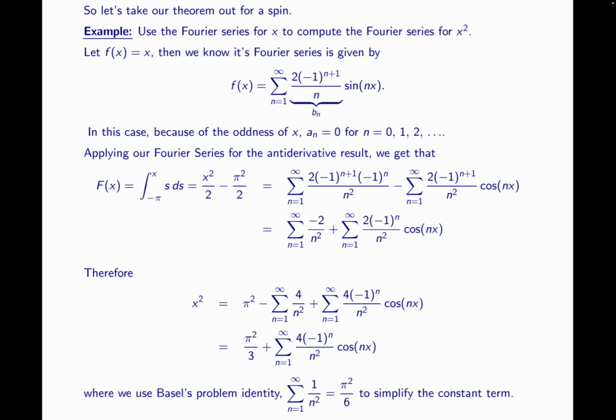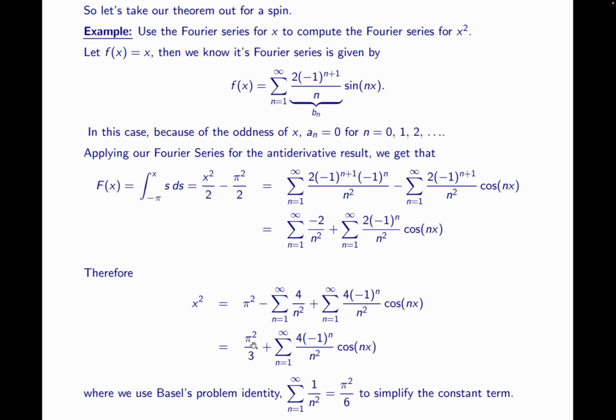I can simplify further by finding a value for this series here, noting the identity offered from Basel's problem, which is that the sum of all square reciprocals is pi squared over 6. So I've got 4 pi squared over 6 subtracted from pi squared. That gives me a third of pi squared. And so now I have a Fourier series for x squared.